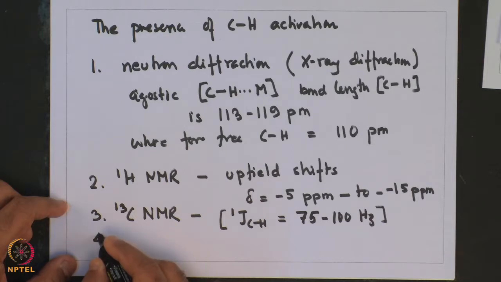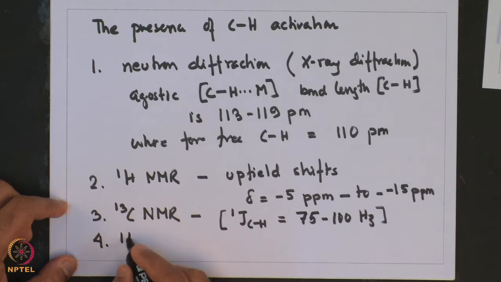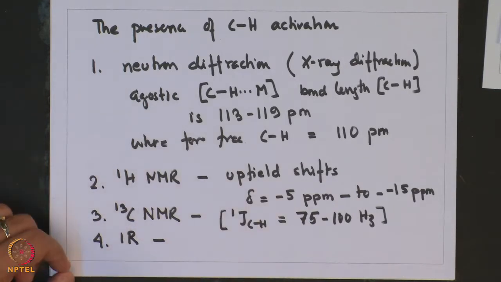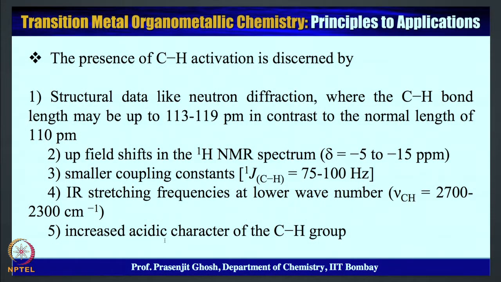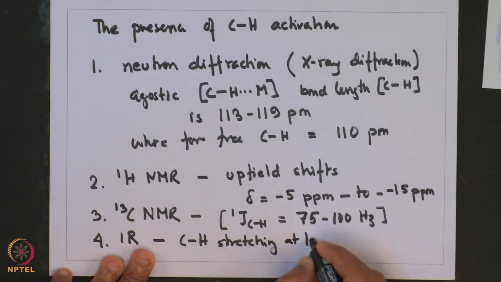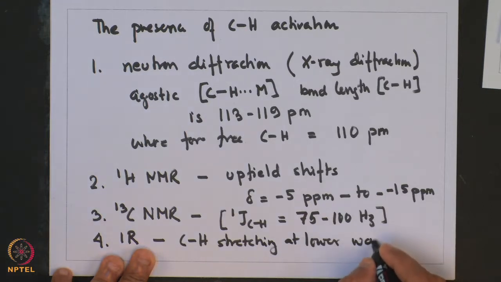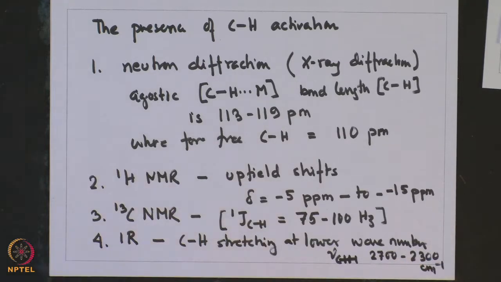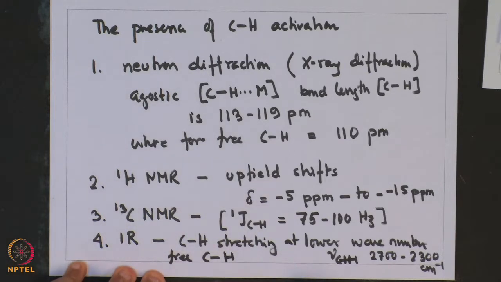Similarly, infrared spectroscopy would also pick up this Agostic interaction, where it shows CH stretching at lower wave number, low energy. The Agostic CH is between 2700 to 2300 centimeter inverse, as opposed to free CH, which is around 3000 centimeter inverse.